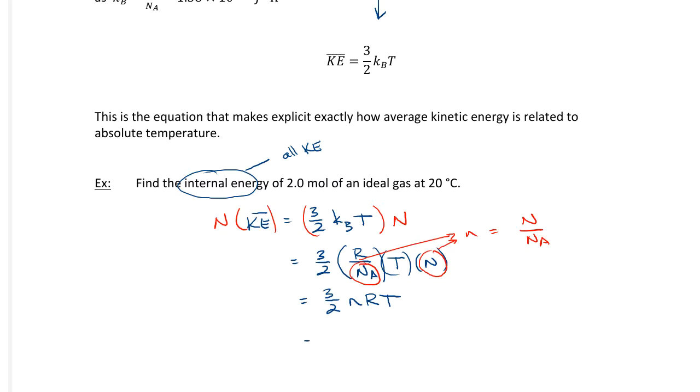And now we can just plug numbers in. 3/2 multiplied by 2 moles multiplied by our gas constant multiplied by our absolute temperature. And when we plug that into our calculator, we get approximately 7.3 kilojoules. So that shows you how you can derive another equation from the ones given above, this one for the internal energy of an ideal gas.